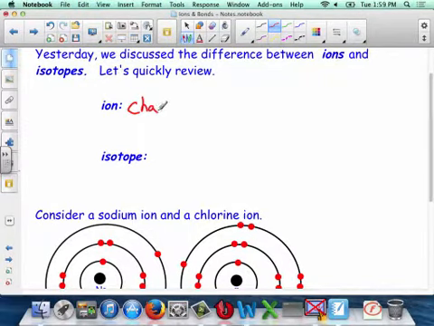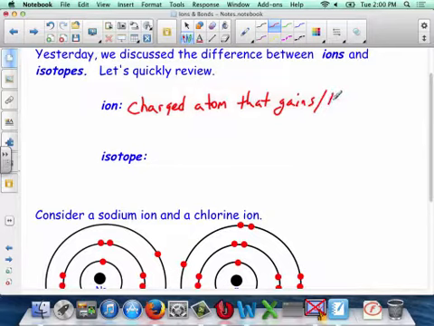Okay, but what I want you guys to know is a charged atom that gains or loses, and the key here is electrons. It's an atom that gains or loses an electron. If it gains electrons, it's going to have a negative charge. That's your nonmetals. If it loses electrons, it's going to have a positive charge. That's your metals. So anytime an atom gains or loses electrons, we call that an ion.